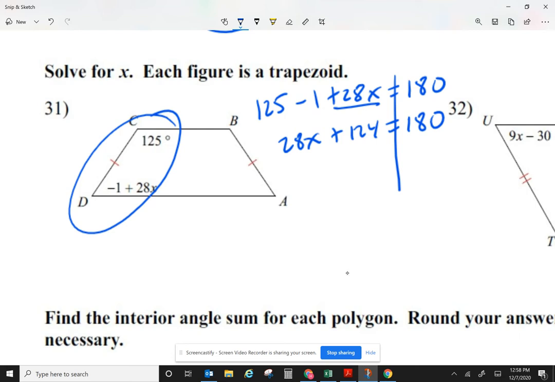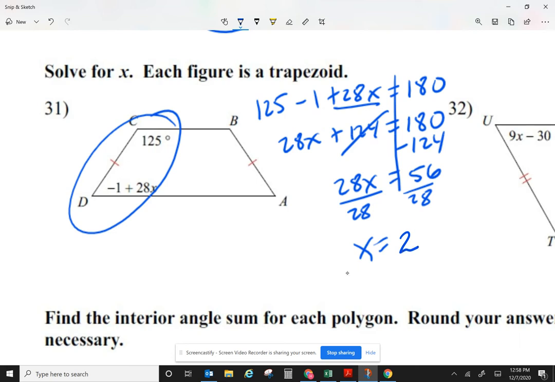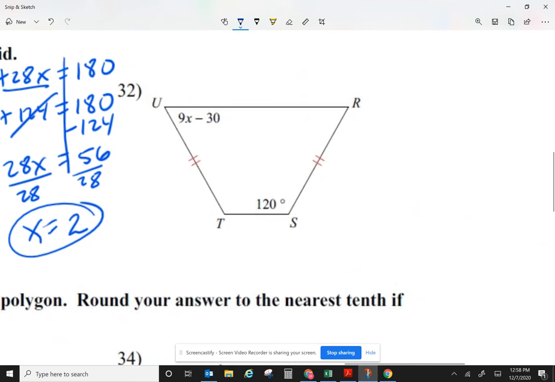To get the x term by itself, let me subtract 124. So I have the 28x equals 56. Let me divide by 28. X in this case is equal to 2. The instructions are solve for x. X equals 2. I'm done. The homework, you don't have to type in x equals. Just type in 2. Now looking at question number 32.